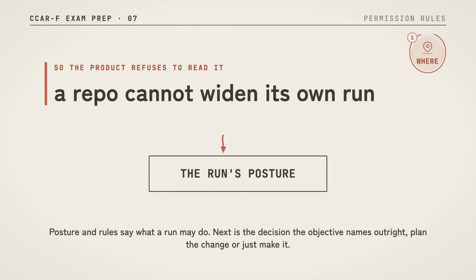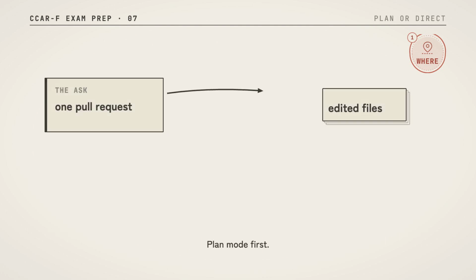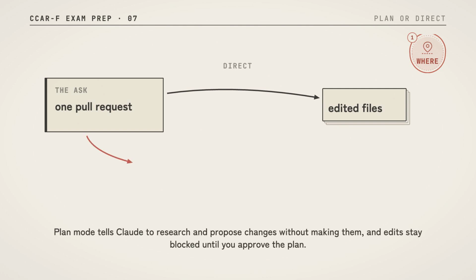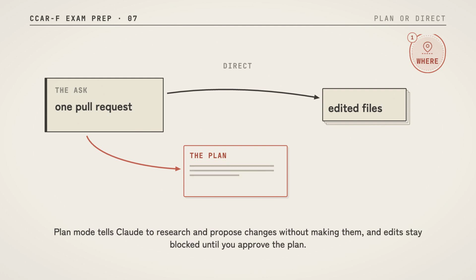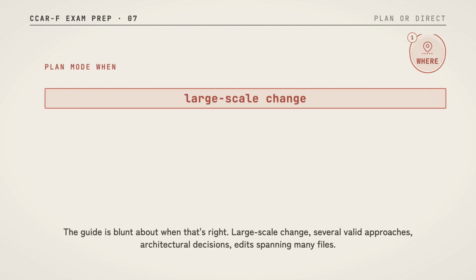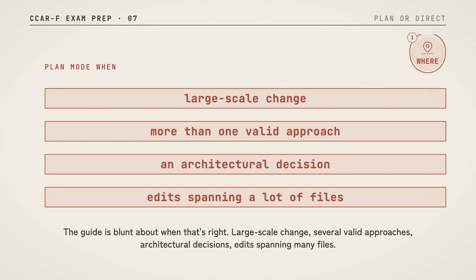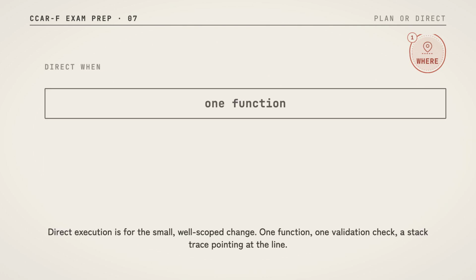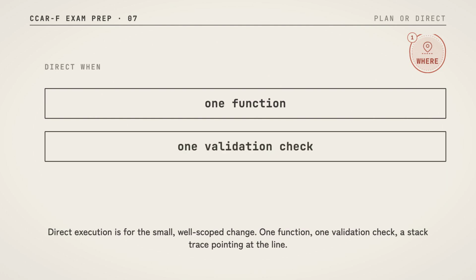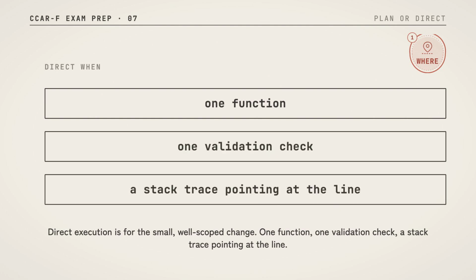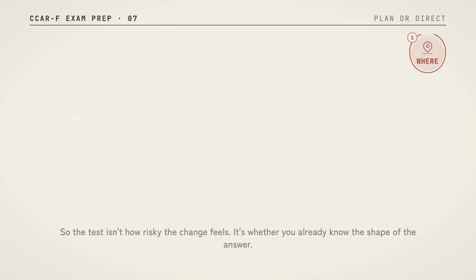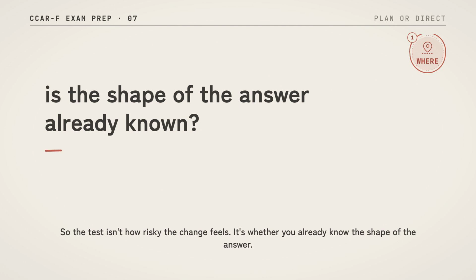Next is the decision the objective names outright: plan the change or just make it. Plan mode first. Plan mode tells Claude to research and propose changes without making them, and edits stay blocked until you approve the plan. The guide is blunt about when that's right. Large-scale change, several valid approaches, architectural decisions, edits spanning many files. Direct execution is for the small, well-scoped change. One function, one validation check, a stack trace pointing at the line. So the test isn't how risky the change feels, it's whether you already know the shape of the answer.